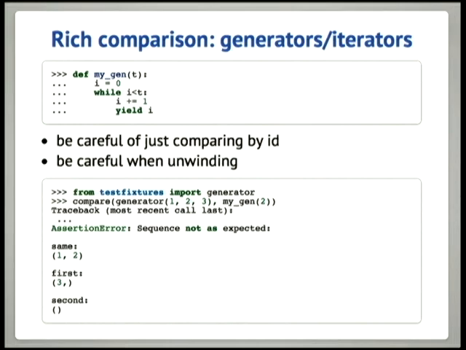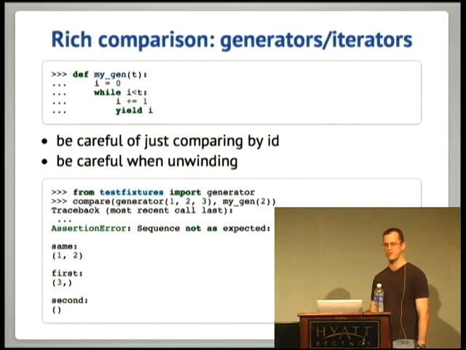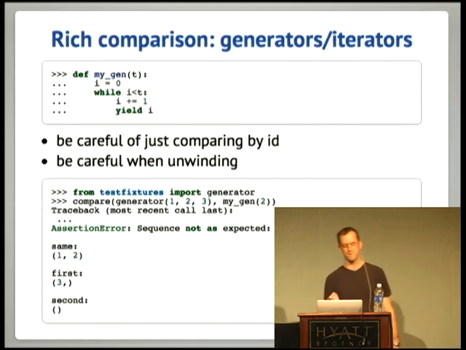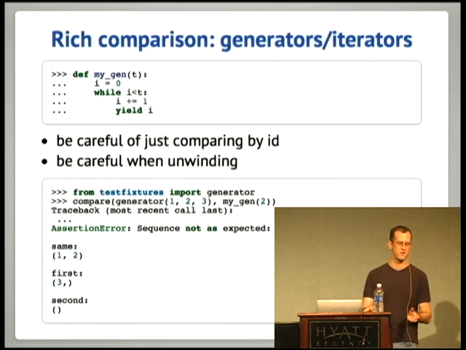So to help with some of these things, test fixtures has some little helpers in it. There is a thing called generator, which just gives its arguments as a generator. It'll yield them off, so it's a very quick way of getting a simple generator to test with. You'll then notice with compare, if you do an assert equals, you will basically just be comparing the IDs in memory. So they'll never compare equal, even though they might unwind to the same thing.